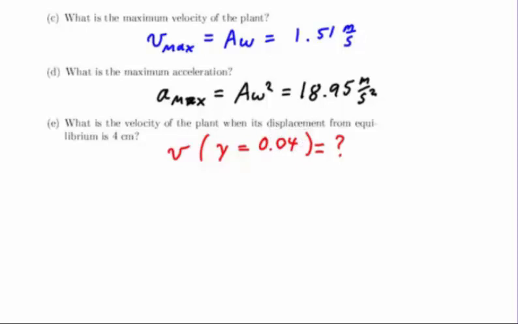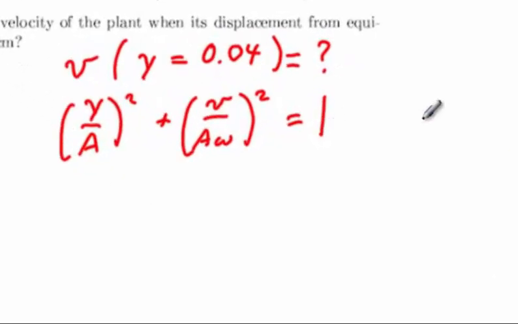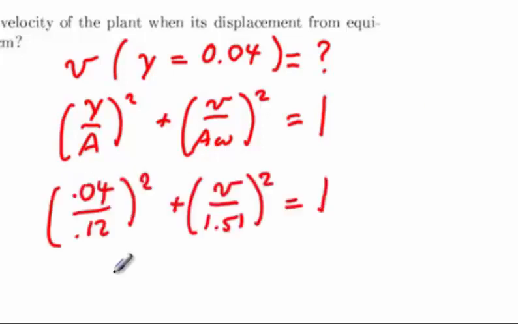We recognize that the relationship between position and velocity is found by taking position over its maximum, squaring it, adding that to velocity over its maximum, squared again, and it really doesn't matter whether we assign the position to be sine, cosine, or in fact something in between with a phase angle. Cosine squared plus sine squared will always be equal to 1. Using a value of 0.04 for y, this expression will have 1 and only one unknown. Solving the above for velocity, we get that v is equal to 1.42 meters per second.